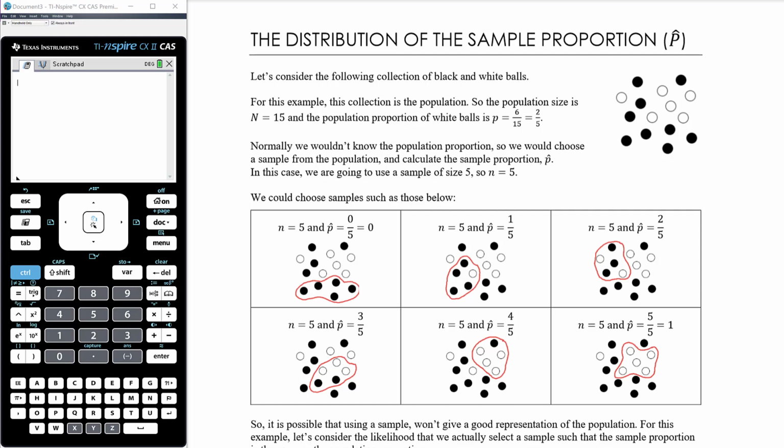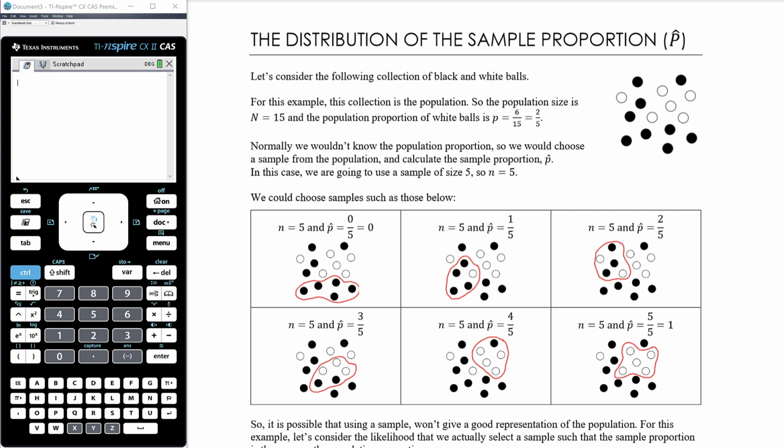Okay, so in this video we want to look at the distribution of the sample proportion. If we were to take lots and lots of samples and calculate the sample proportion for each one of those samples, what is the probability of selecting a sample with a particular sample proportion? That is what we want to look at.